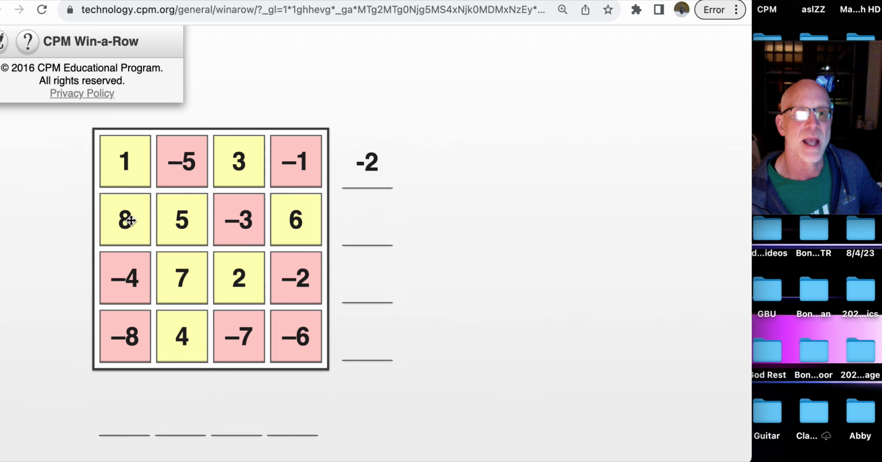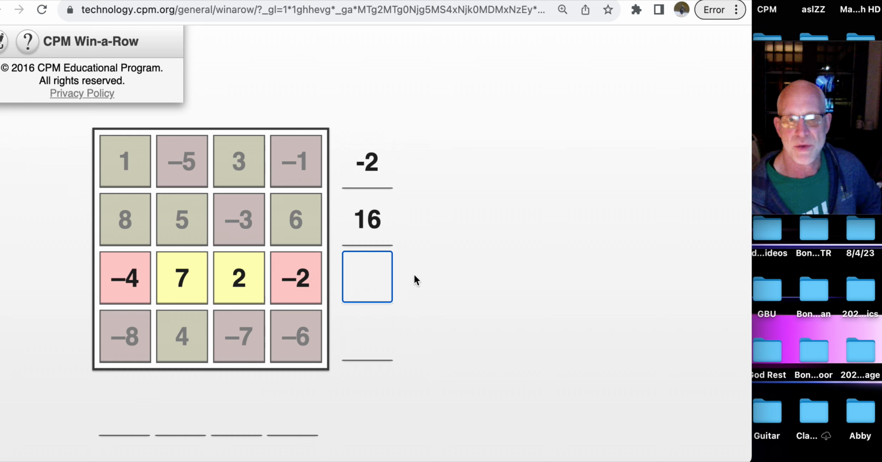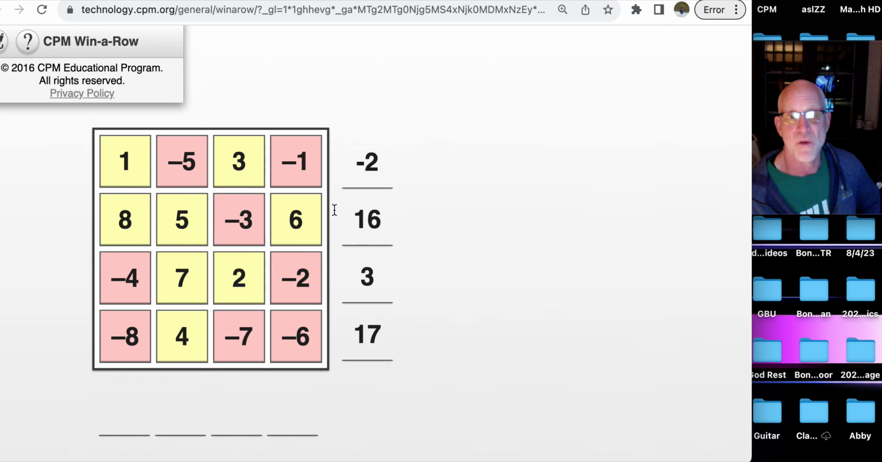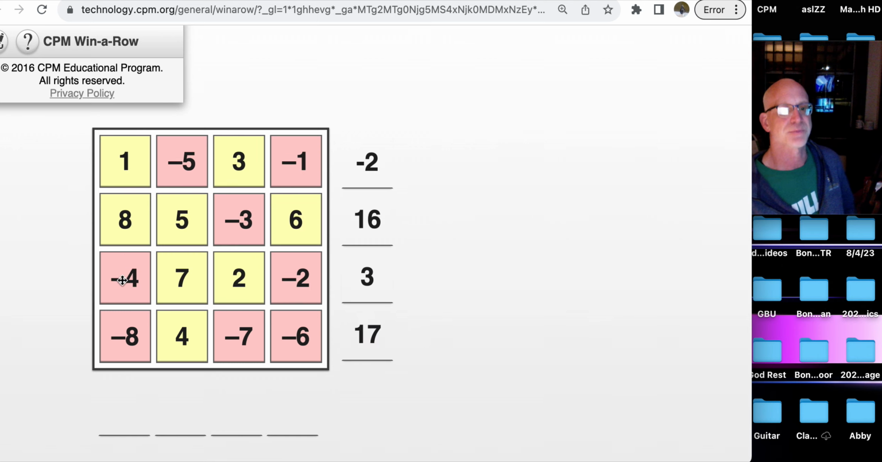And then this one, 8 plus 5 is 13. Subtract 3 is 10, plus 6 is 16. Get the idea? And then we go through and we determine who the winner is going to be. So now we have a negative 5, subtract 7 is negative 12, negative 21 plus 4, that's a negative 17, so that's a negative winner. So far, if we looked at the rows, red won this one, yellow won this one, yellow won this one, yellow won this one. Now let's go down this way.